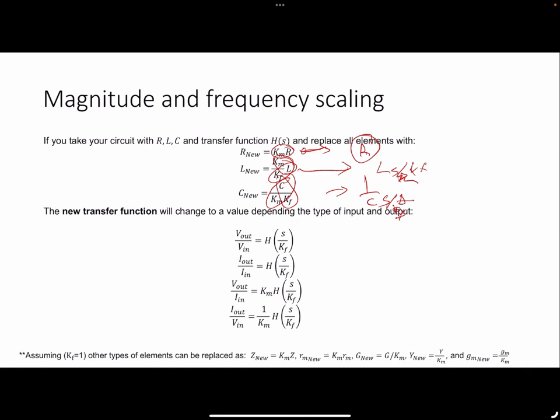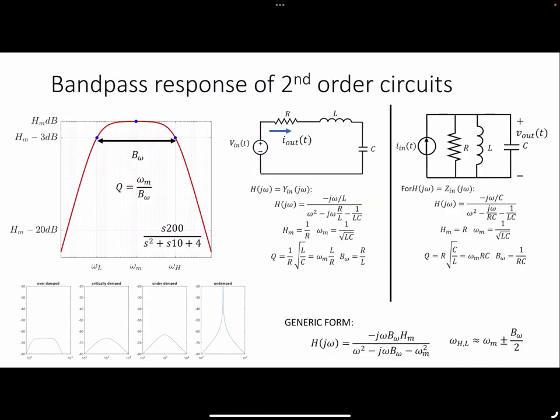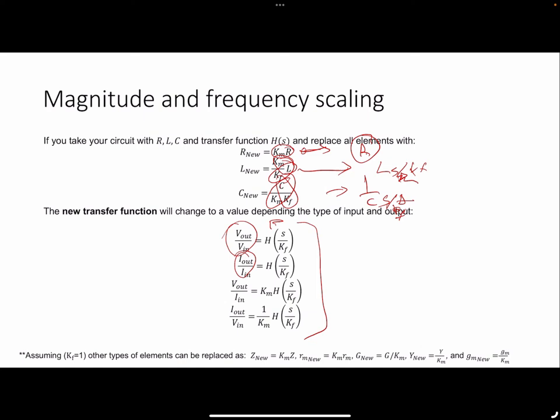So that's what you do to the actual circuit, and this is what happens to the transfer function. In the argument, whatever s you had gets divided by Kf, and on the outside, depending on the units, the transfer function will get scaled. If it's unitless, nothing will happen. If it has units of impedance, it gets multiplied by Km. And if it has units of 1 over impedance, or current over volts, it gets divided by Km. So that's frequency and magnitude scaling.